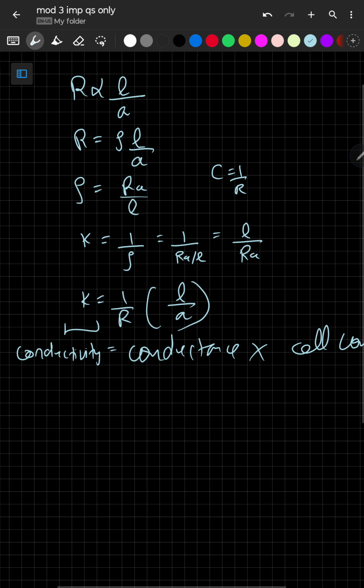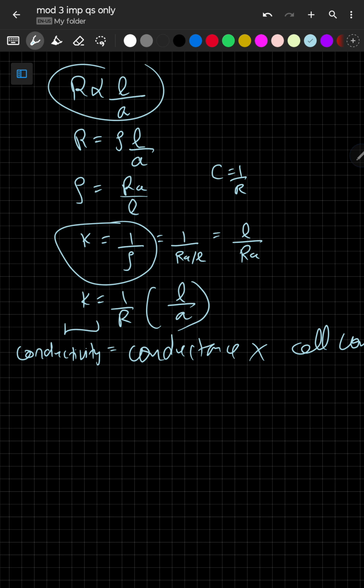K is the same as 1 by rho. This I have shown here. So basically, why did we write this? So that we can get rho. From rho only everything will happen.